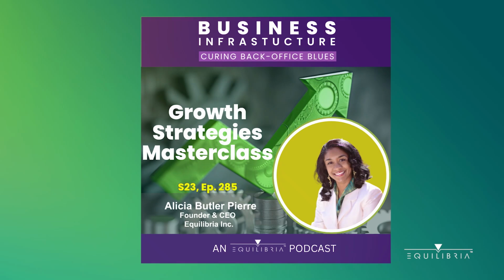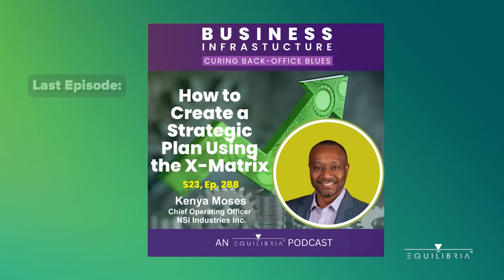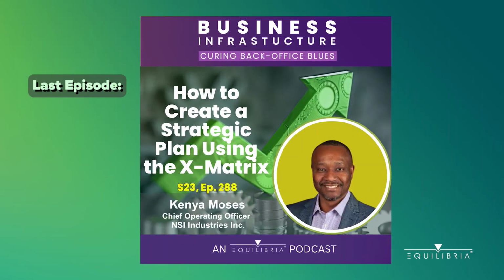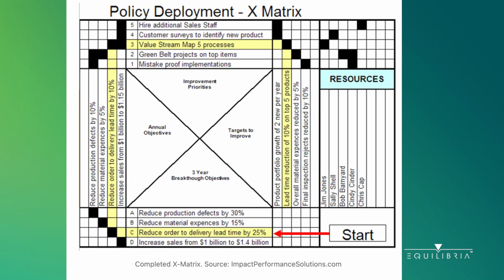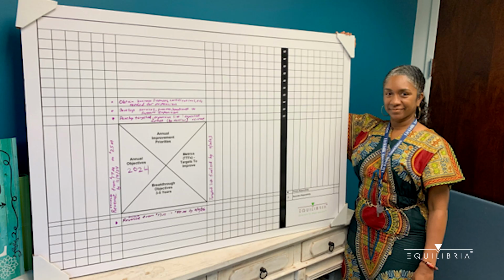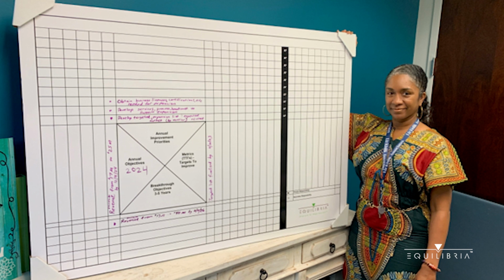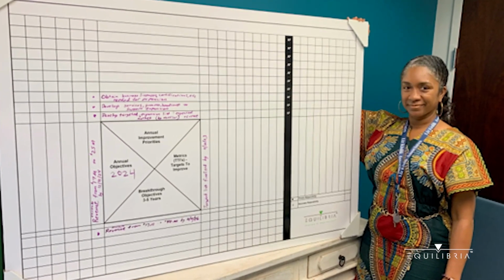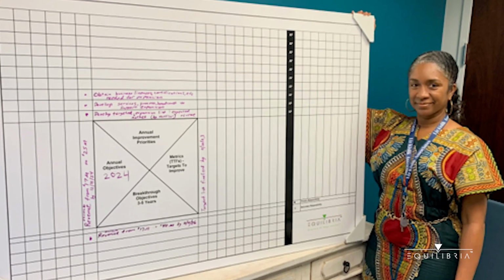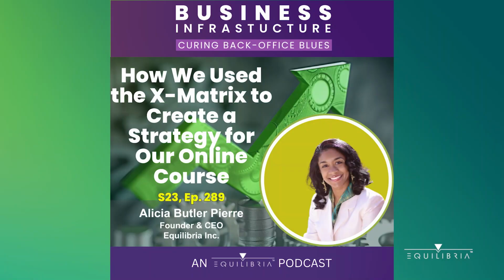This season features a Growth Strategies Masterclass. In the last episode, you heard our second lesson in preparing for your company's growth strategy. We learned about the X Matrix as a tool for linking strategy with execution. In this episode, you'll get a glimpse of how we use that to make sure our idea for an online course doesn't just remain an idea, but actually becomes a reality. This is episode 289, how we used the X Matrix to create a strategy for our online course.